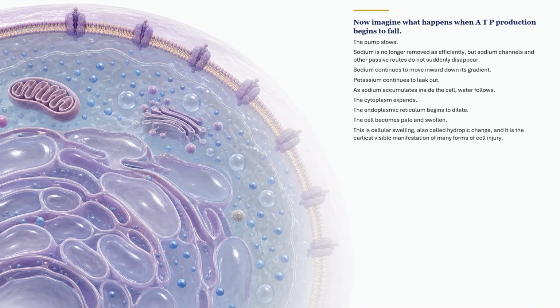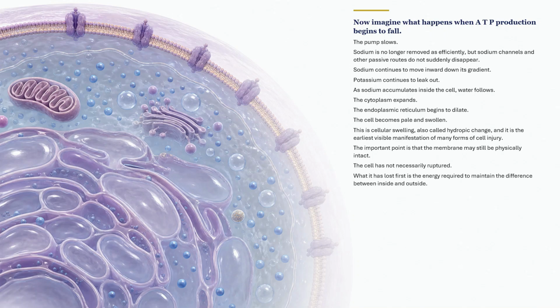This is cellular swelling, also called hydropic change, and it is the earliest visible manifestation of many forms of cell injury. The important point is that the membrane may still be physically intact. The cell has not necessarily ruptured. What it has lost first is the energy required to maintain the difference between inside and outside. The injury begins as a failure of control.